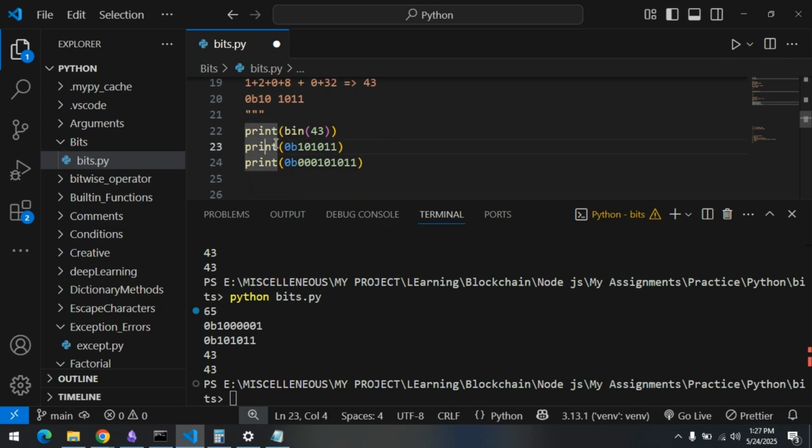So no matter how many zeros you have here, it would still calculate and convert it back to 43. But if you have zeros over here in between, then you are basically changing the position of this one. So you need to make sure that if you're adding zeros, you add the zeros after the most significant number. You can add as many zeros as you want.